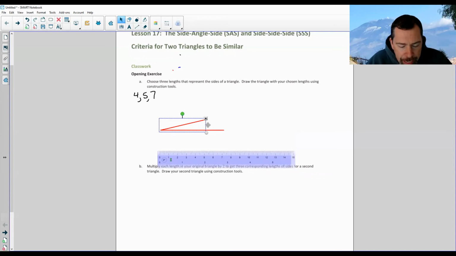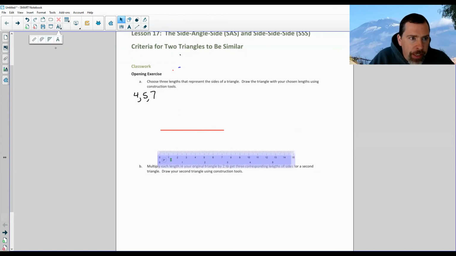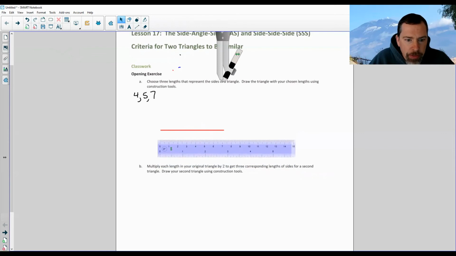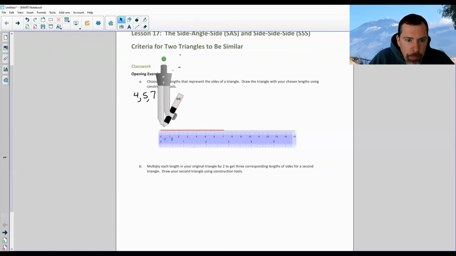Okay, but I can't just put it anywhere. The easiest way to create this after I draw a side length of 7 is taking a compass, putting it at 0, opening it up to one of the side lengths. Let's do the 5 first. So there is 5 right there. And I'm going to draw an arc. So somewhere on that arc will be the distance of 5.